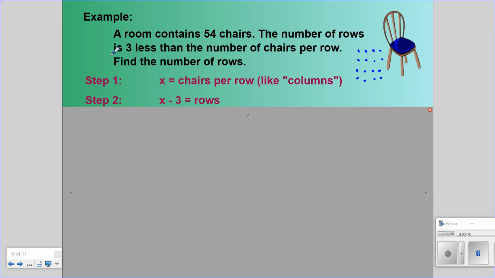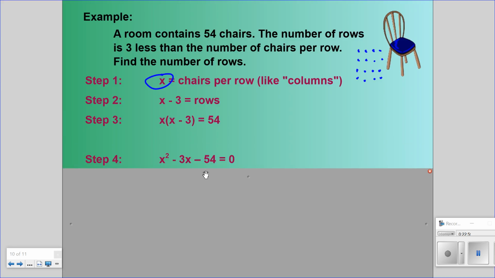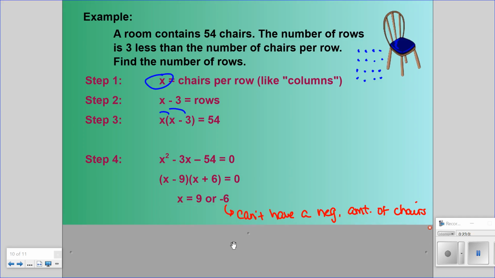The number of rows is 3 less than the number of chairs. So if you've got x chairs per row, 3 less than that gives you the number of rows. All right, from there, multiply them to get 54. Simplify, set equal to 0, factor. X should equal 9 or negative 6.